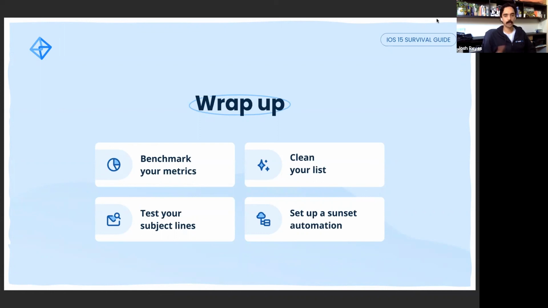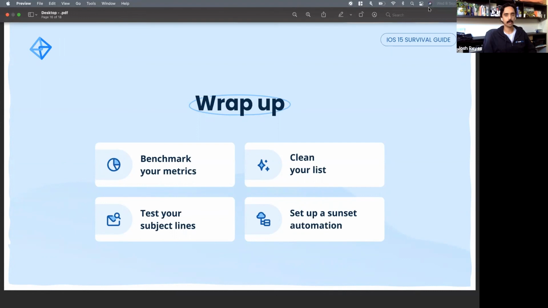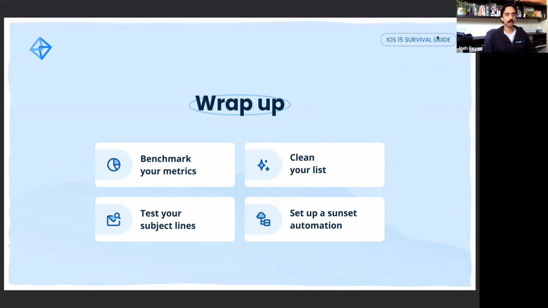Then we'll release our A/B testing subject lines on all plans. If you're already on one of the larger plans, start using it now. If not, we'll release a message at the end of this week that it's live. And then, set up a sunset automation. Again, if you need help with this, let us know. It should be a bit tailored to your store.